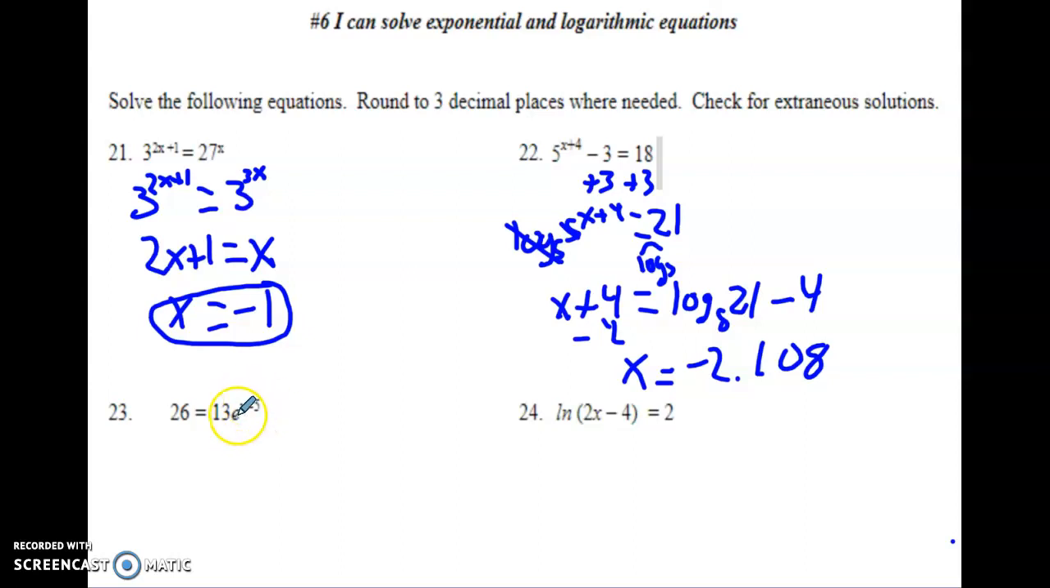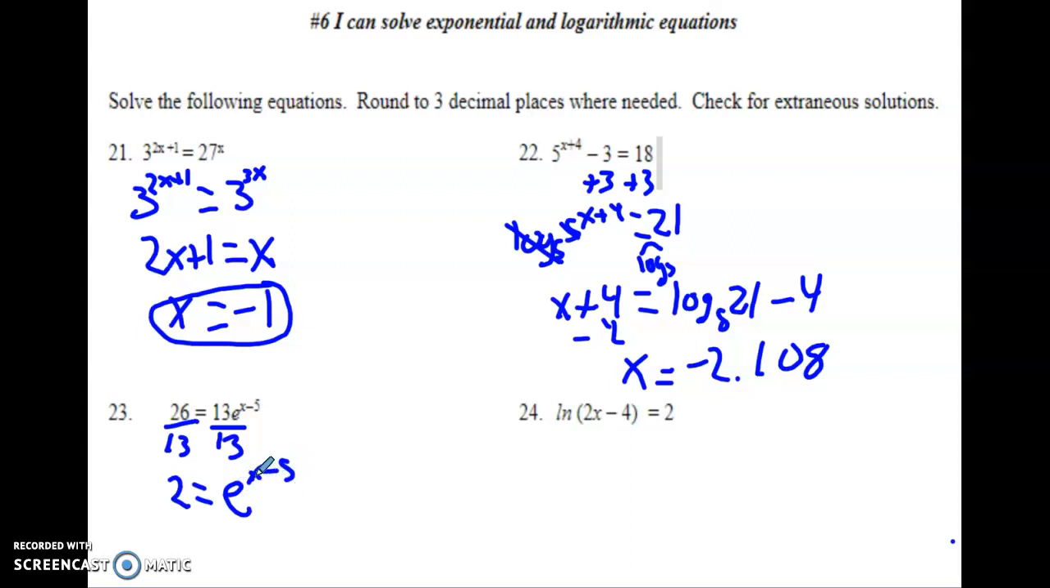Next one, I'm starting out with 13 times e. Well, I'm going to try to get this thing as alone as I can. So I'm going to divide everything by 13 to get rid of that 13 there. Well, 26 divided by 13 is 2. And then over here I get e to the x minus 5.